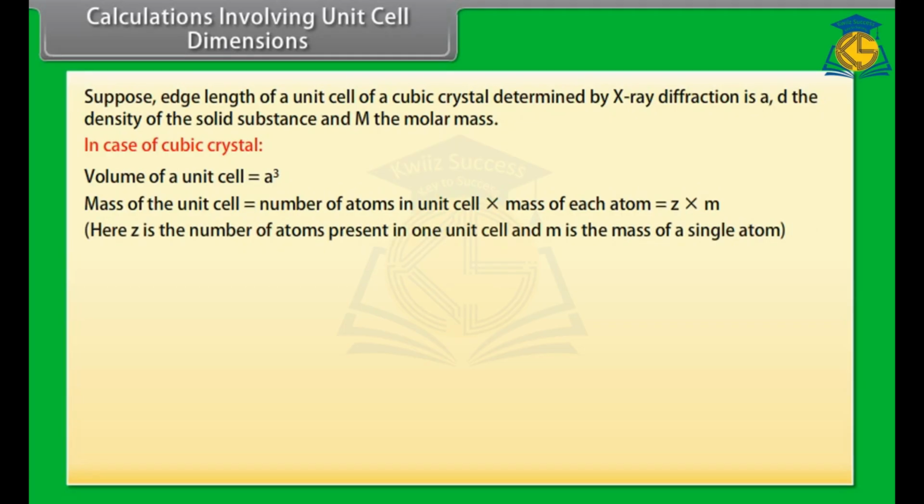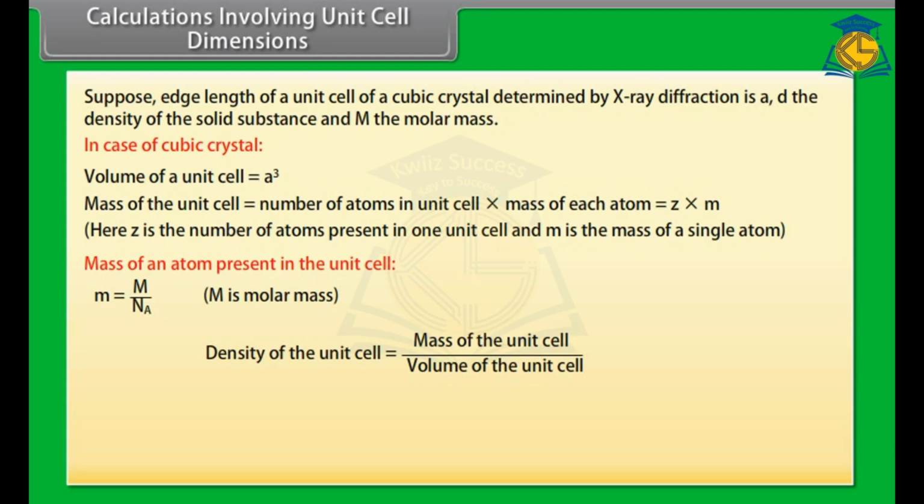Here, Z is the number of atoms present in one unit cell and m is the mass of a single atom. Mass of an atom present in the unit cell, m, is equal to M upon Na, where M is the molar mass. Density of the unit cell is equal to mass of the unit cell upon volume of the unit cell. Therefore, d is equal to Z into m upon a cube, which is equal to Z into M upon a cube Na, or d is equal to ZM upon a cube Na.